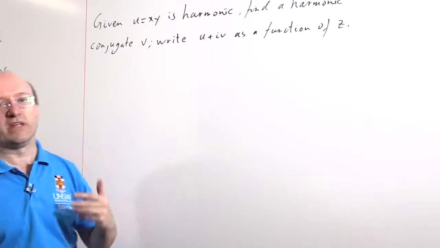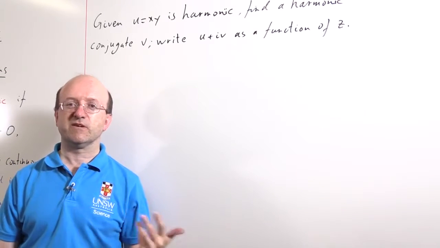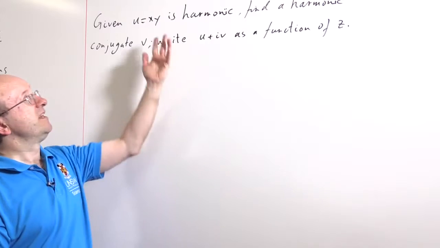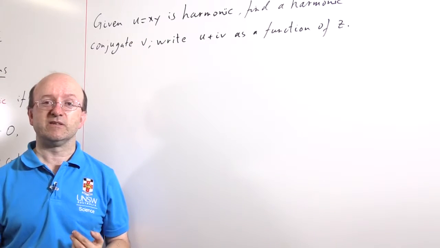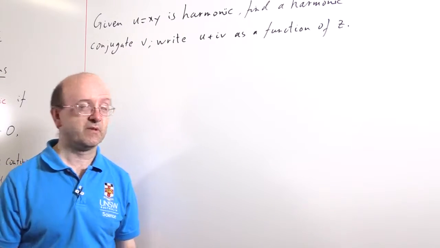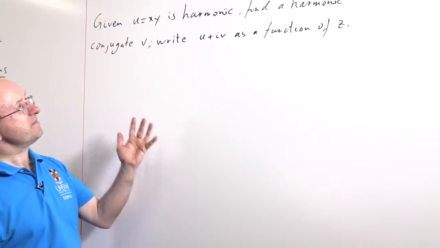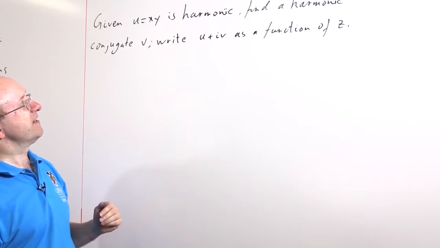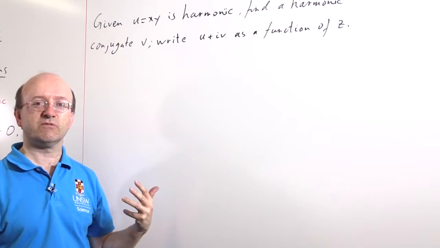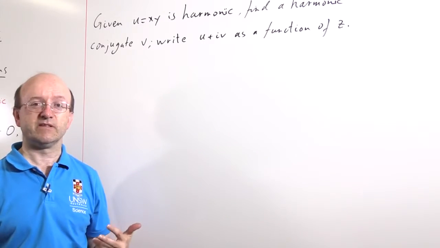Well, it's not hard to prove that xy is harmonic. It satisfies Laplace's equation, quite straightforward. d2u dx squared and d2u dy squared are in fact both 0. But we're not asked to prove that. So the question is, how do we actually find a harmonic conjugate? Given u, how do we find a v so that u plus iv is going to be analytic?